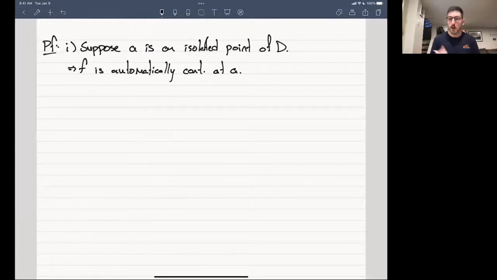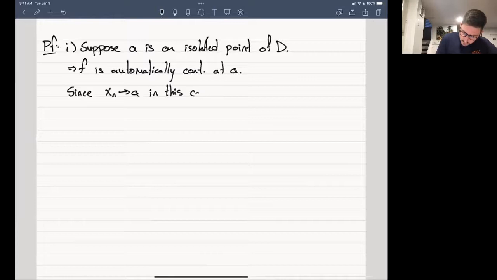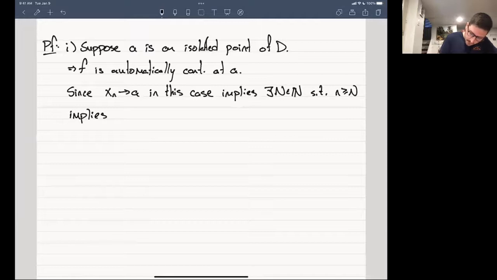This is much easier. Now, since xn approaching A in this case implies, now again, this thing is an isolated point. It means you can never get that close to it. You're always some distance away from it. So if you have a sequence that's converging to A, and A is an isolated point, this implies that there exists some natural number such that if you look at the sequence beyond that natural number, this implies that you have to actually be at A, because you can't get close to it. The only way you can get close to it is actually being at it.